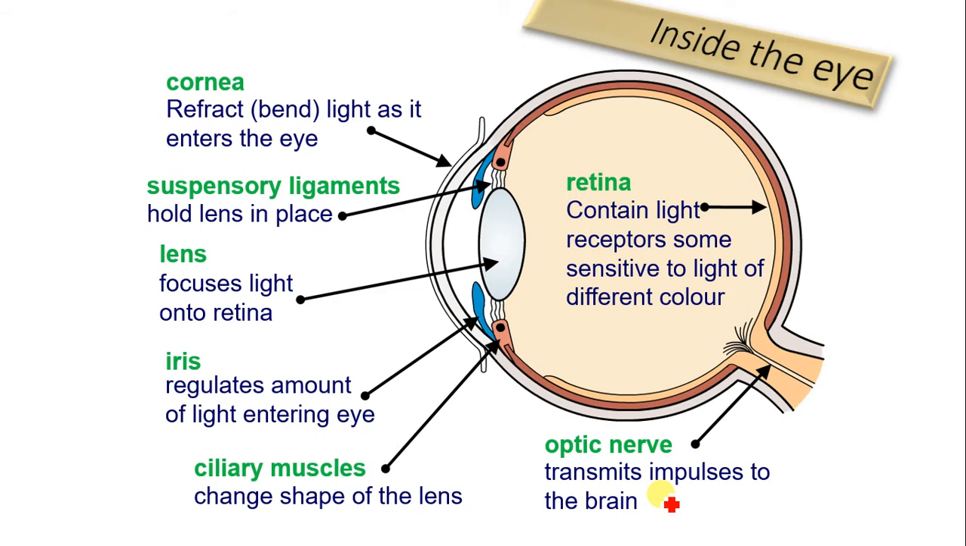Then we have the retina. Now, the retina contains light receptors. Some are sensitive to light of different colors. So on the retina here, we also look at the distribution of what are called the rods and cone cells. The cone cells are sensitive to color vision, and the rods are responsible for black and white vision, in an area where there is low light intensity.